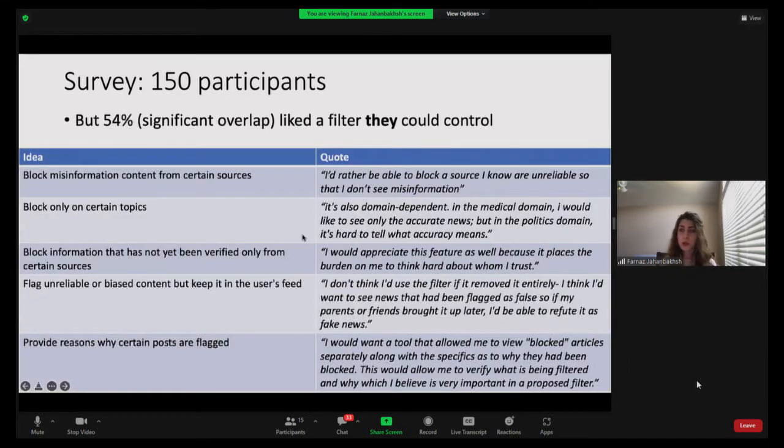But those who imagined that this would be a filter that they could control liked the idea. And they had also ideas for such a filter. For example, one was that unreliable content would be flagged as such, but kept in their feed. So in summary, this survey revealed that there is indeed a need for the affordances that we're envisioning, and for streamlining the processes that users are already following on social media, but without system support.